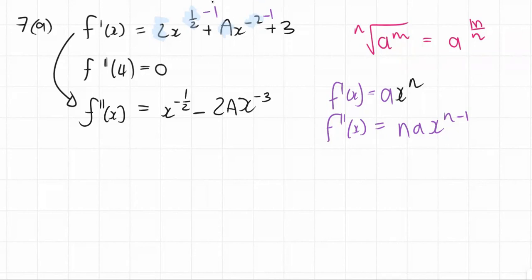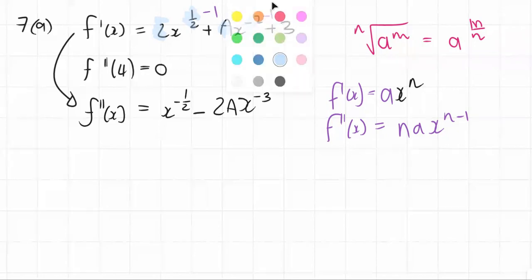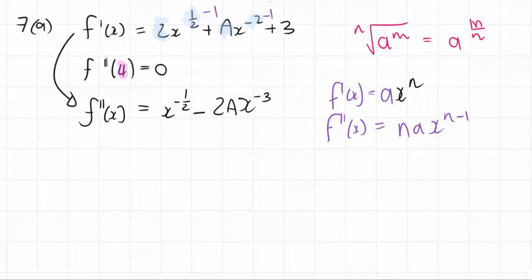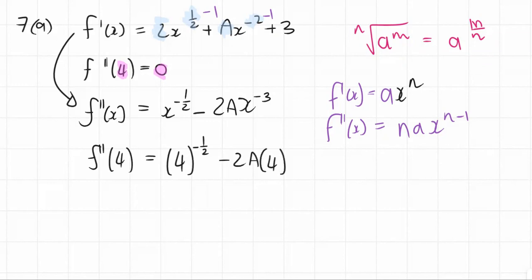And then we were given that when we let x equal to 4, then f double dash of x is 0. So f double dash of 4 is 4 to the power of negative a half minus 2A, 4 to the power of minus 3.